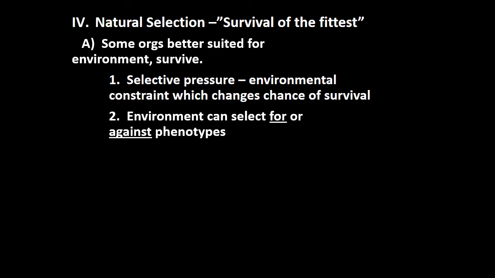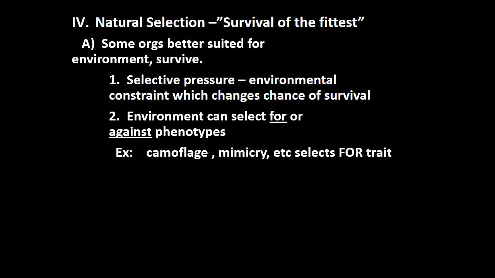Remember that the environment can select for or against a particular phenotype. Some instances where the environment selects for a particular phenotype would be camouflage, another would be mimicry. If you aren't sure about the difference between those, you need to look it up. I'll give you a quick example. An example of camouflage would be a chameleon blending in with its environment, whereas an example of mimicry could be the monarch butterfly and the swallowtail.